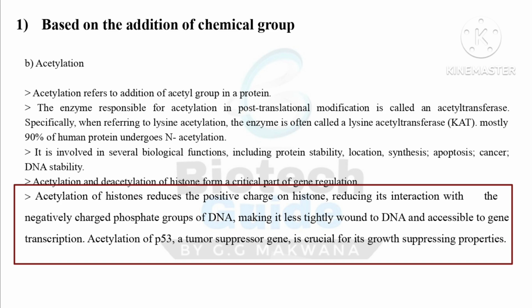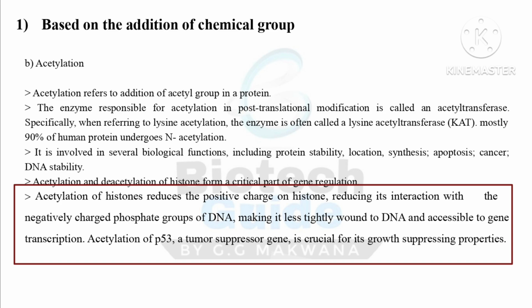But for any kind of process, DNA will be unwound via the acetylation process. How? The addition of an acetyl group neutralizes the positive charge of the histone protein, so repulsion occurs, and as a result unwinding of the DNA takes place. So this is one important point of the acetylation process, and that makes it accessible for gene transcription or for the translation process.